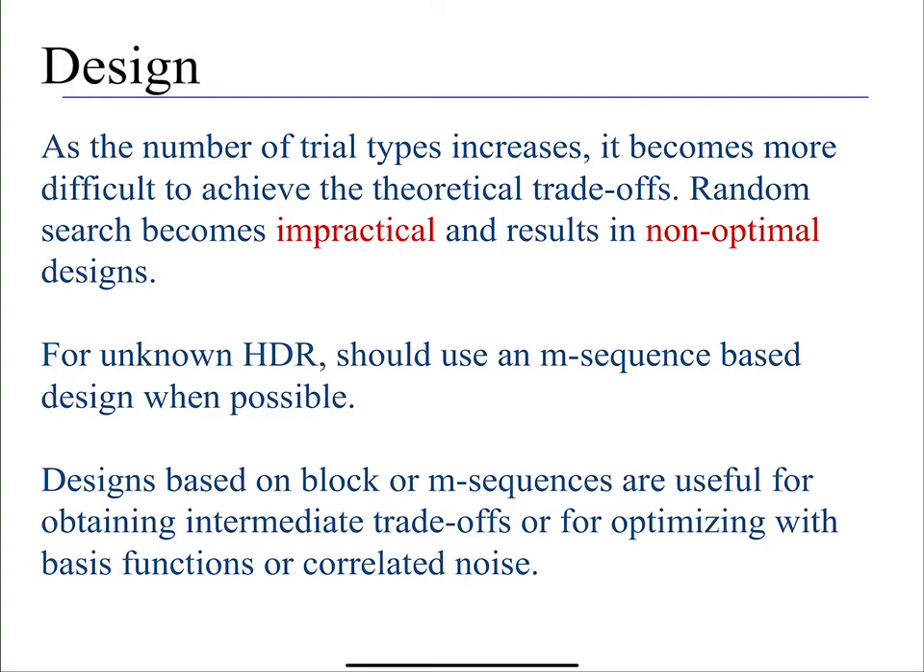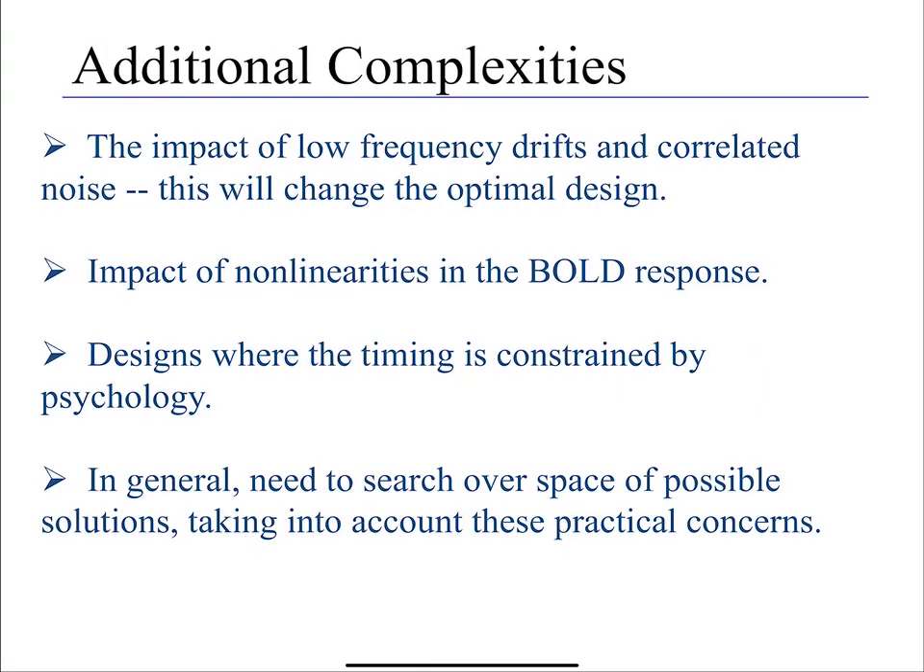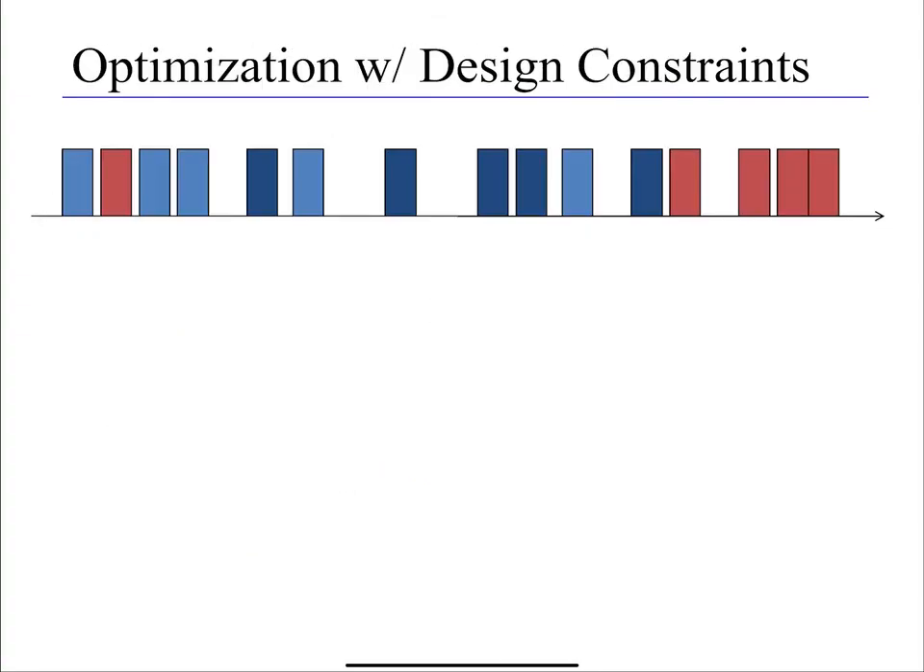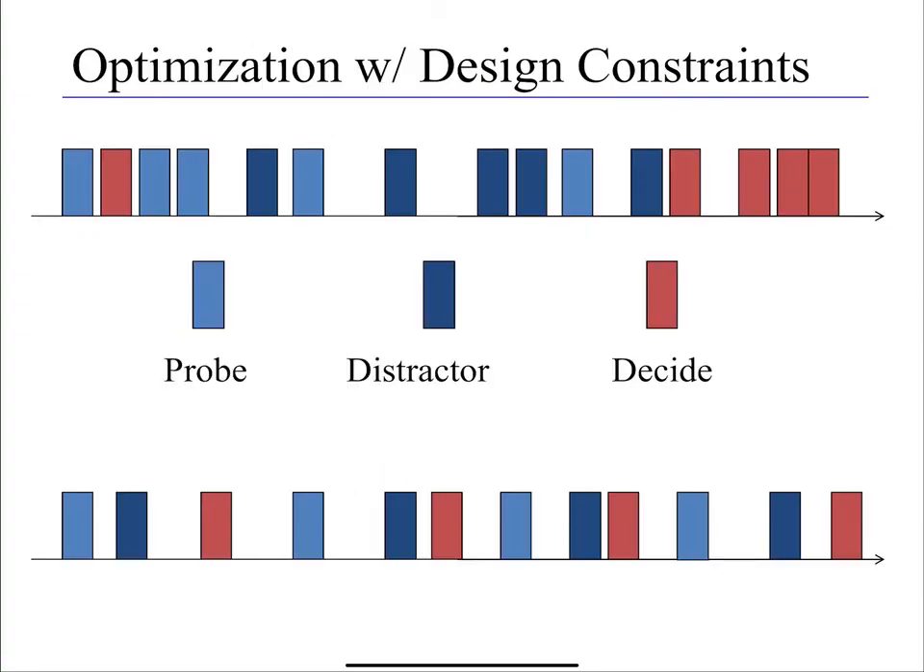And then the last thing I want to talk about is that oftentimes there are designs where you can't decide, you don't have free rein over the order of the stimuli. For example, if you have a probe, distractor, and a decision, those always have to go in that order. And so the timing of those, it's not like you can order them any way you want. Whereas in other designs, you can have the order any way you want. You could have A, B, C, C, B, A. But there might be designs that have design constraints.